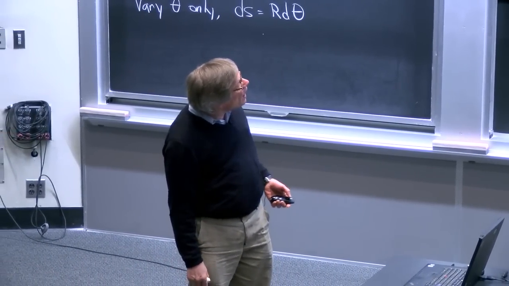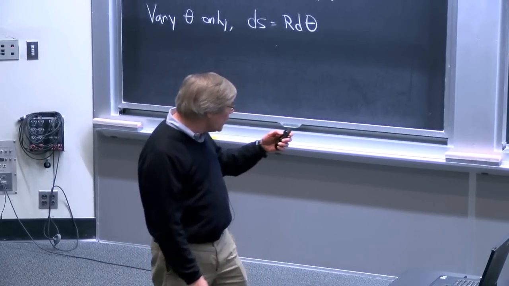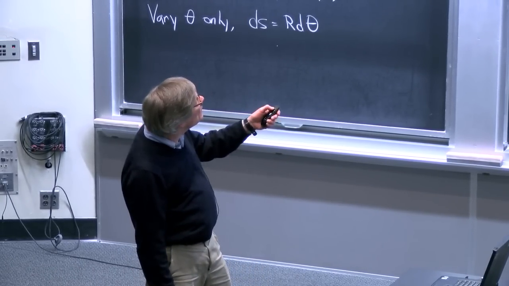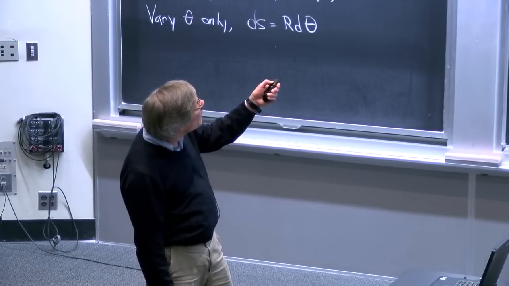Now, if we vary phi, it's slightly more complicated, but not much. If we vary phi, the point being described would, if you vary phi all the way around, make a circle around the z-axis.